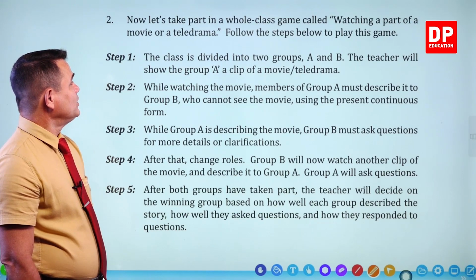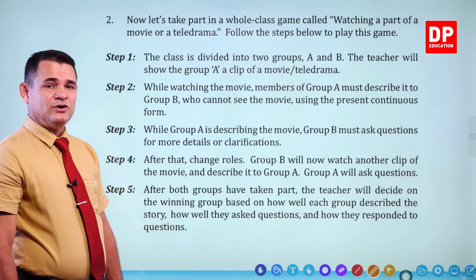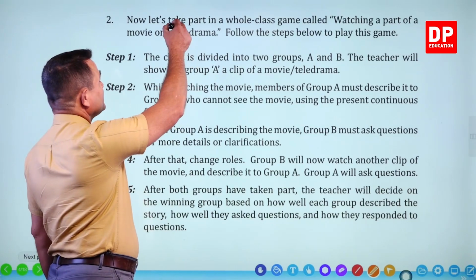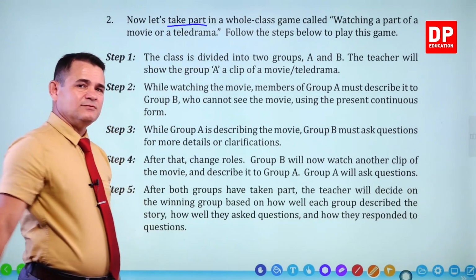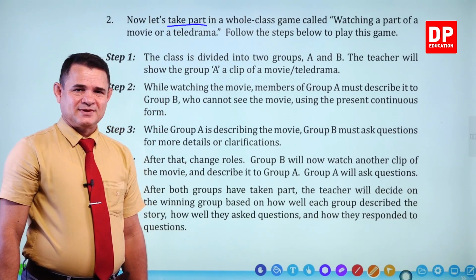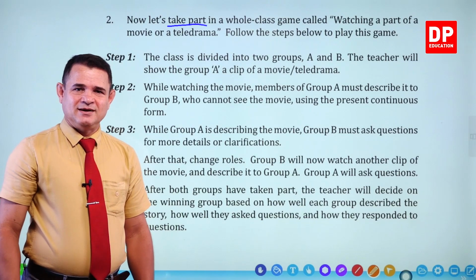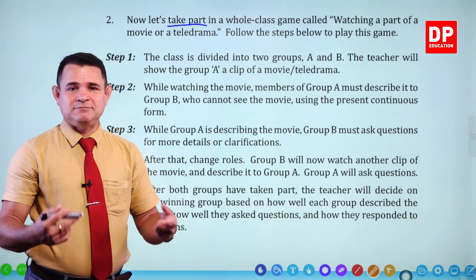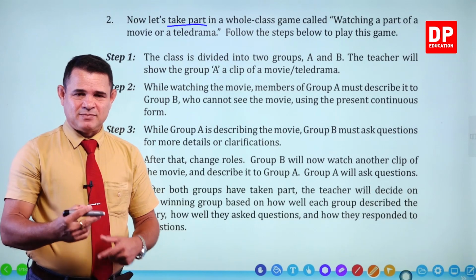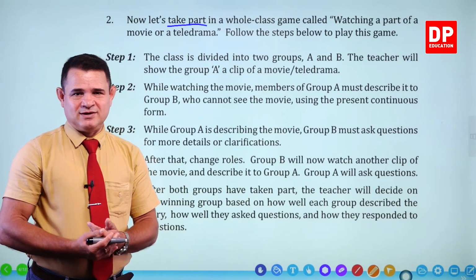And next, let's take part in a whole class game called watching a part of a movie or a teledrama. Now you are going to take part. What is take part? Learn these words, right? Take part means participate. Take part means to join in.